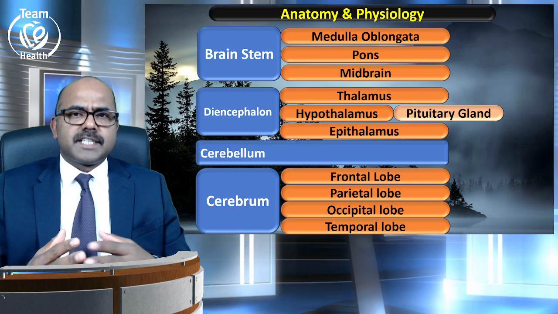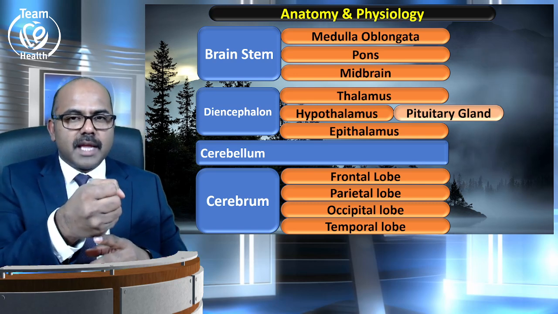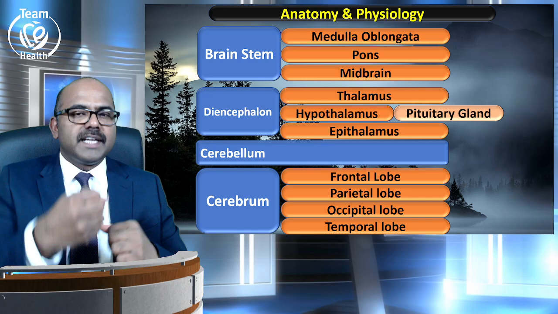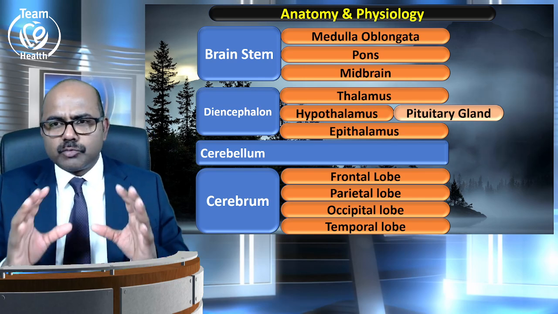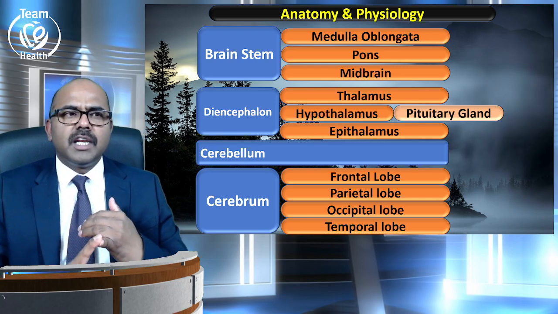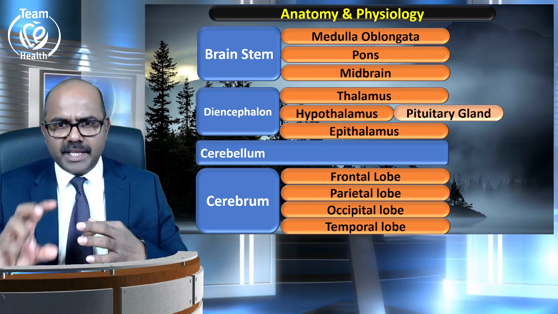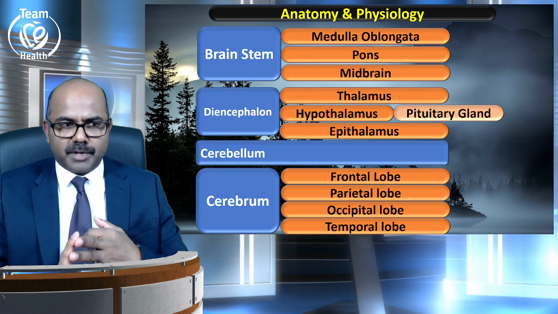Your brainstem is the part that connects the spinal cord and the brain. The end of the spinal cord is the brainstem, and that continues to the brain. So the brainstem has mainly three components: the medulla oblongata, pons varolii, and midbrain. So the three components of the brainstem are medulla, pons, and midbrain.